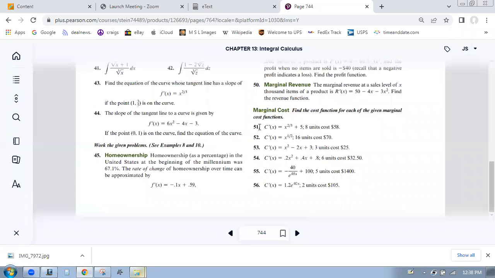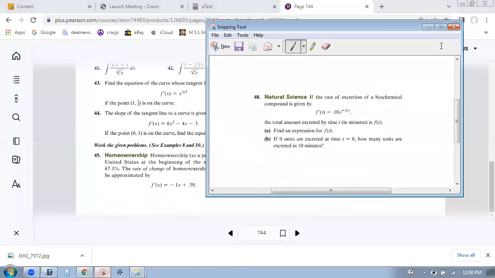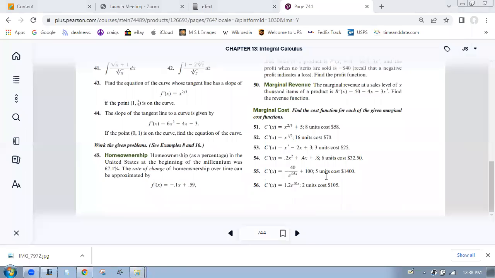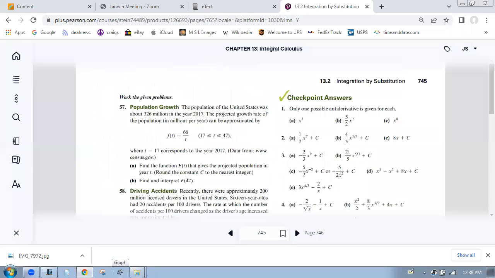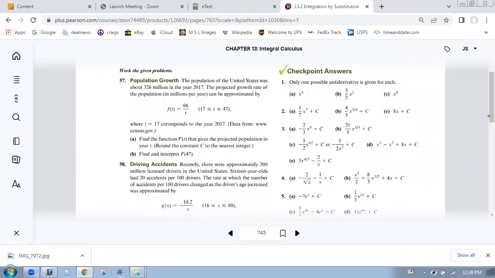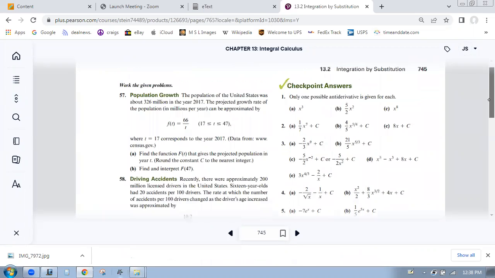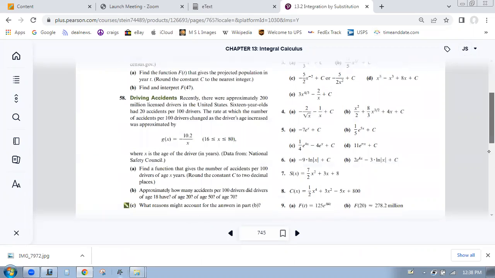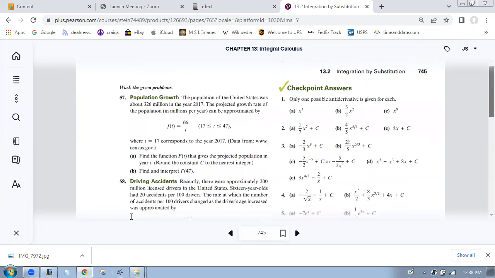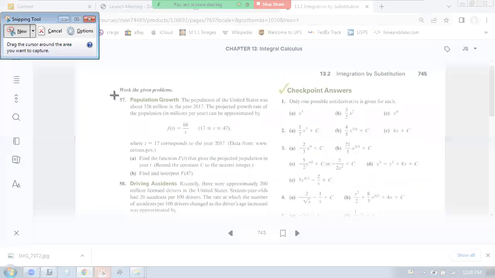Find the cost function. These are just more integrals here. Easy. Oh, here's the answers to all the checkpoints. That's great. All right, let's look at, oh, we're going to run out of problems. Number 57, I guess.